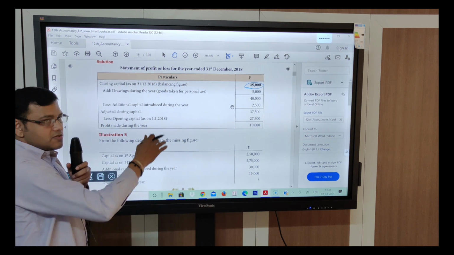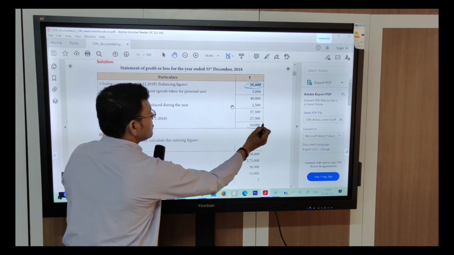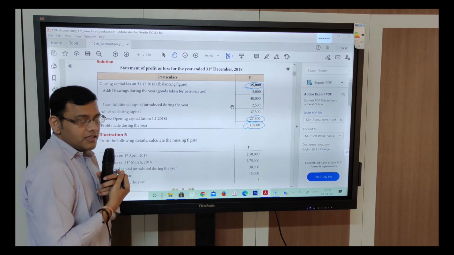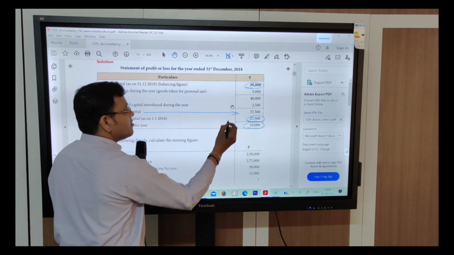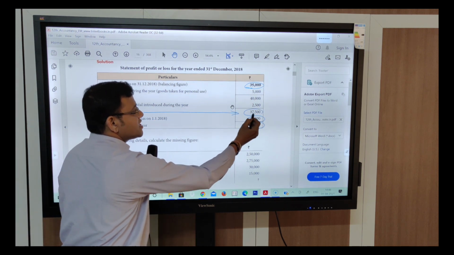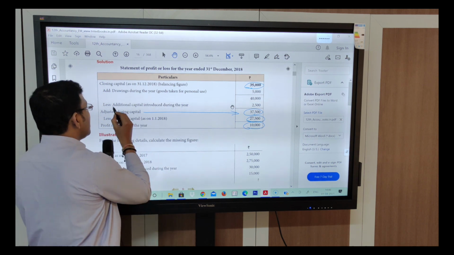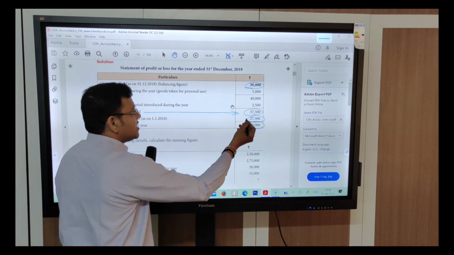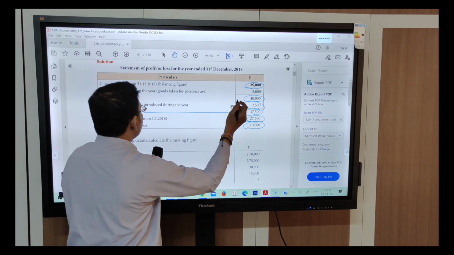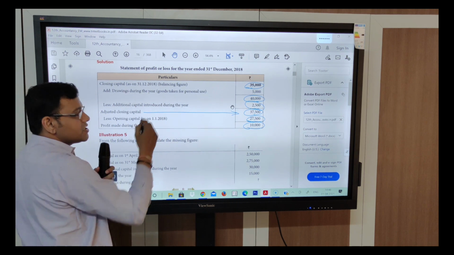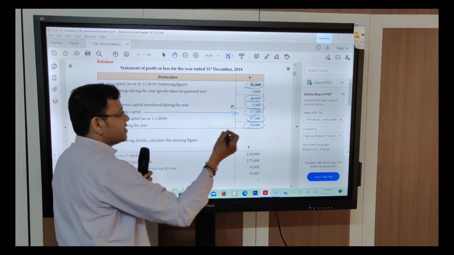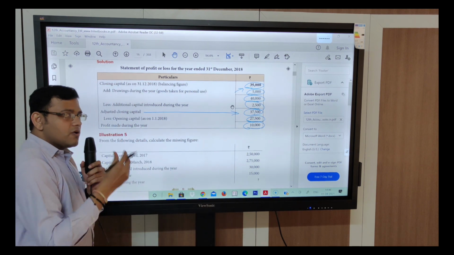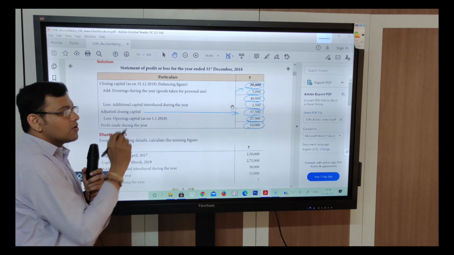So we have to do a reverse working. So first, the question they have given the profit of 10,000. They have given the opening capital, which is 27,500. That means our adjusted closing capital will be what? This plus this, which is 37,500. And our additional capital introduced during the year, we would have subtracted. So now we have to add that. Once we add that, we get how much? 40,000. And the drawings which has to be added back, we will subtract. So once we subtract 5,000, we will get 35,000. So we are going to do a reverse working to arrive at the closing capital.